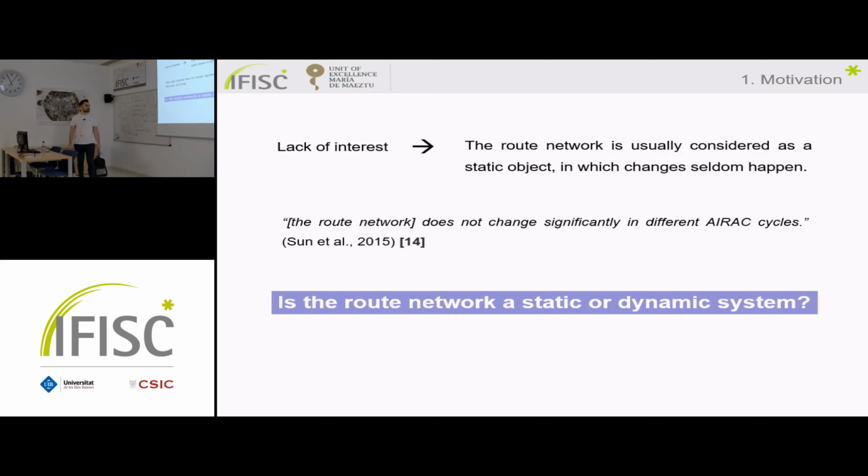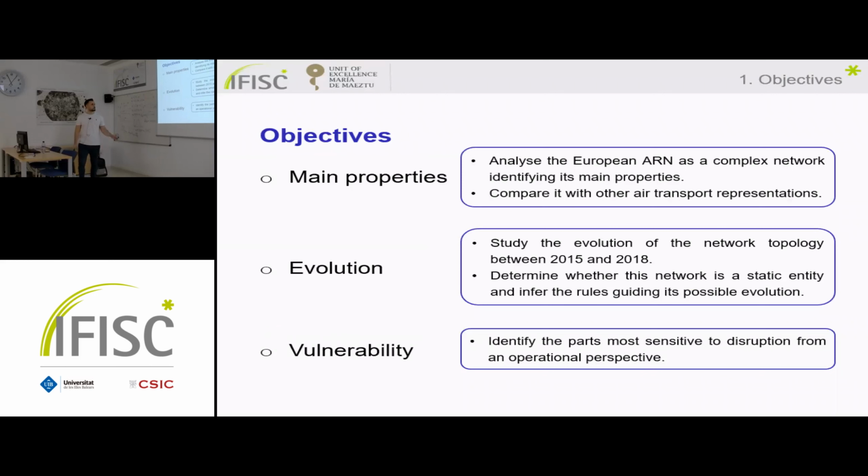This was explicitly stated in this work by Sun and coworkers. So the main question we are addressing in this presentation is: is the route network a static or a dynamic system? The main objectives of the present work are the following. First of all, to characterize the European Air Route Network as a complex network, identify its main properties, and compare them with other network representations. Secondly, to analyze the evolution of the system between 2015 and 2018, and determine whether this system is a static or a dynamic entity. And finally, we are going to also discuss the vulnerability of the system, identifying the most vulnerable parts of the network.